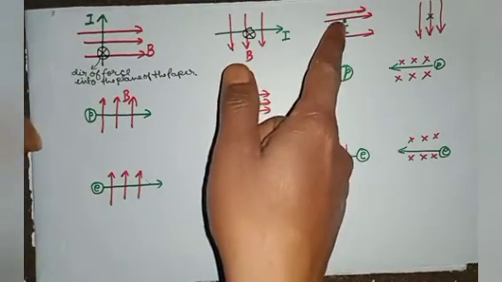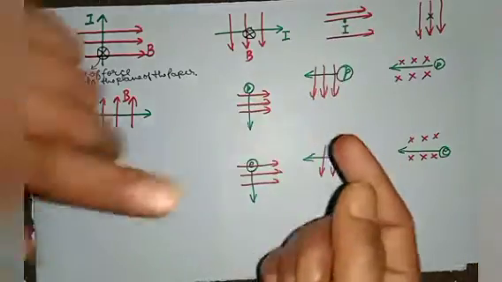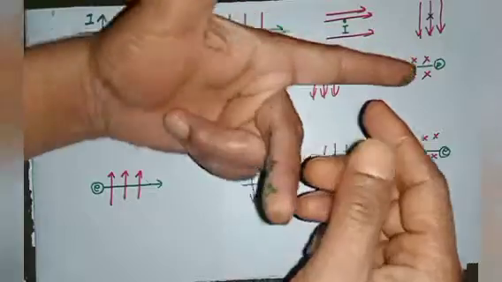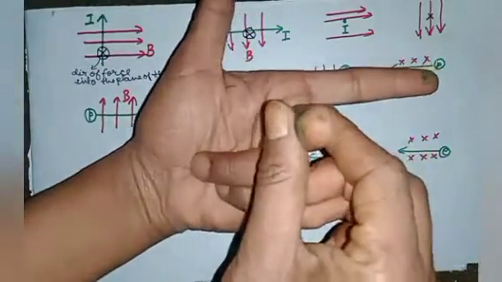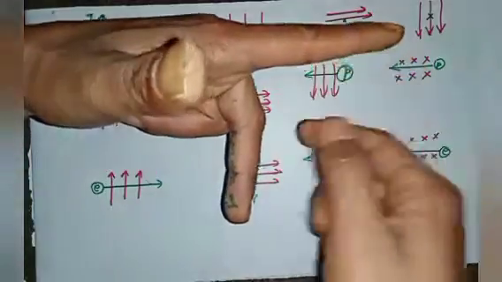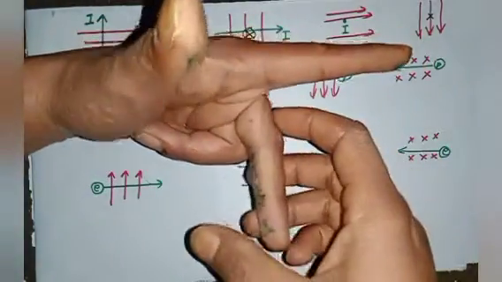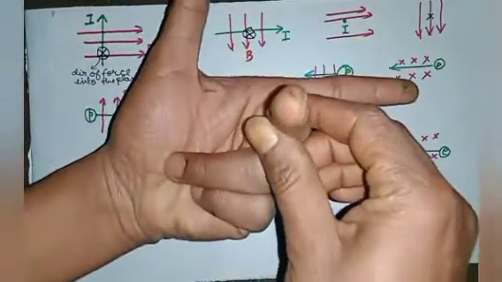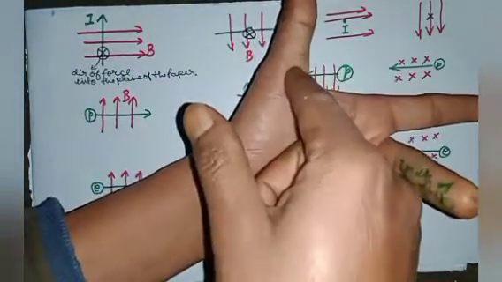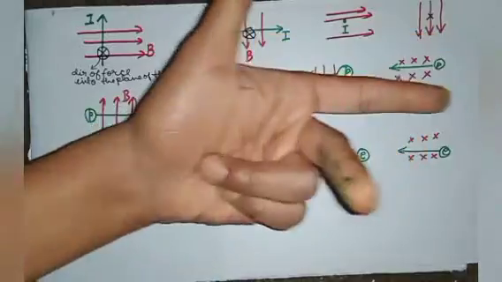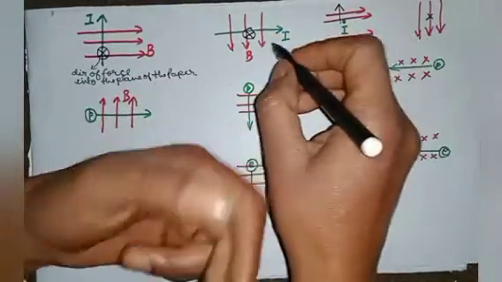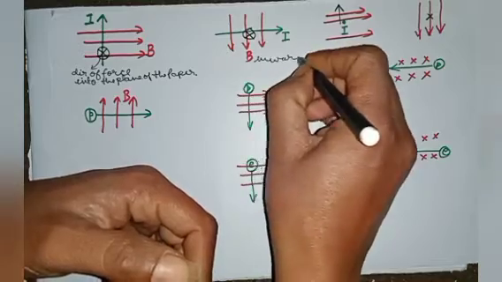Here I is denoted by a dot. Dot means it is coming out. So current is coming out. First the magnetic field. Magnetic field is this way, and current is coming out. See, first align the index finger along the magnetic field, and current is coming out, not the force, current is coming out. So arrange that this way. And now what is the direction of the thumb? That is upward. So it means it will experience force in the upward direction. Here inward, here upward.